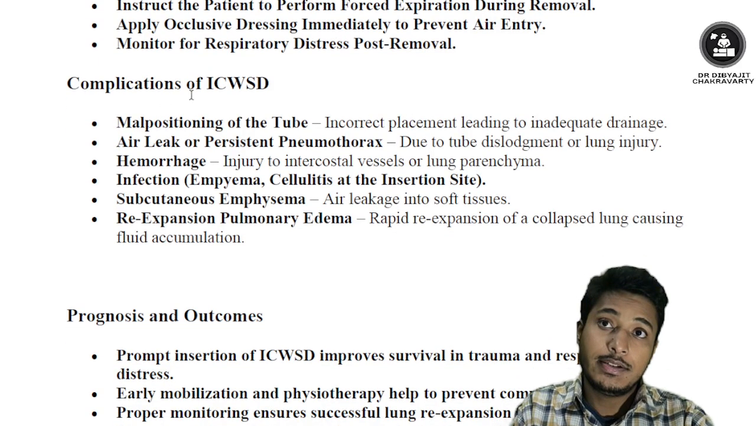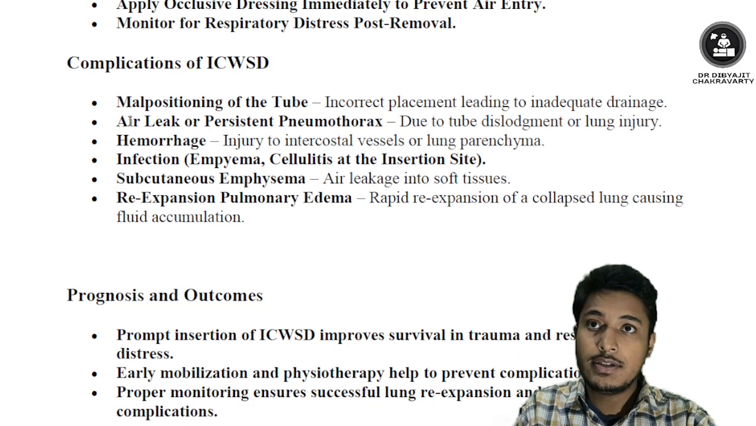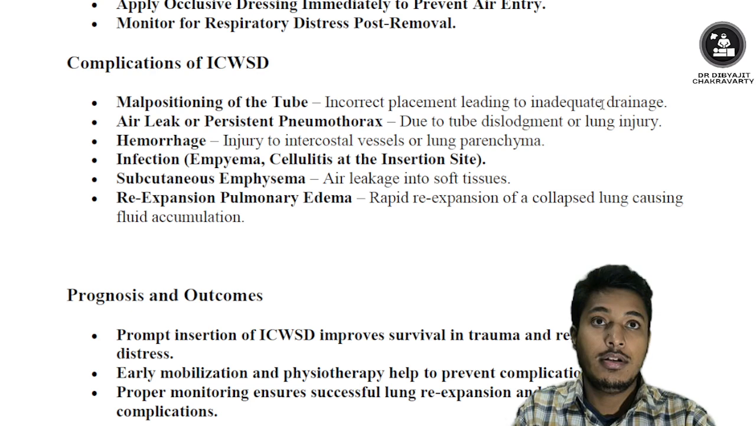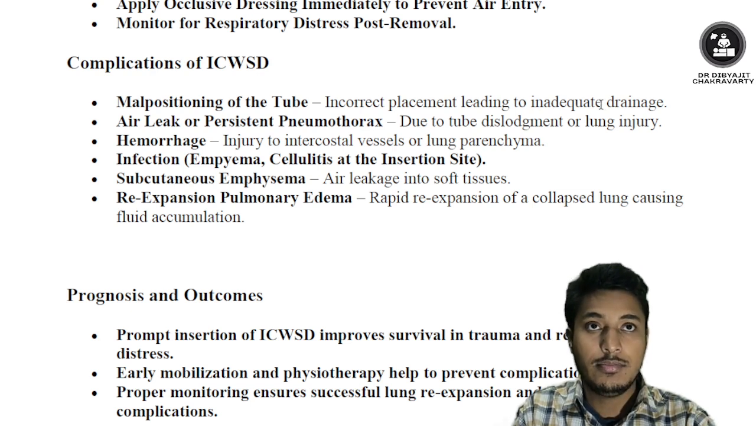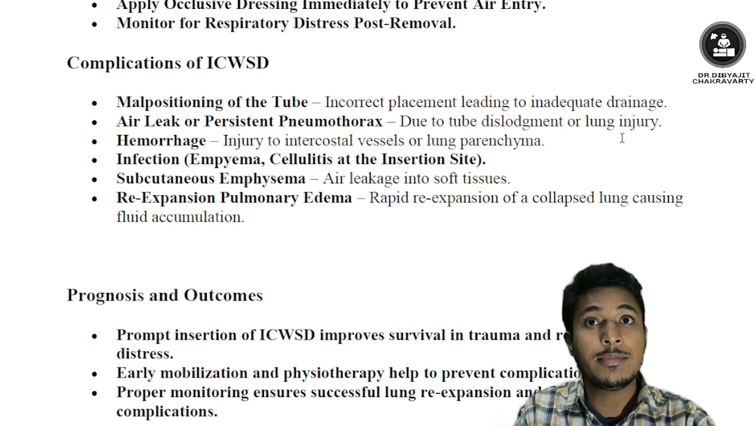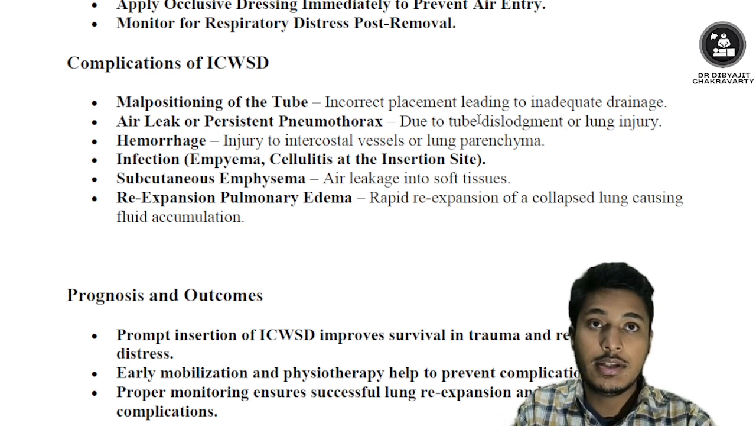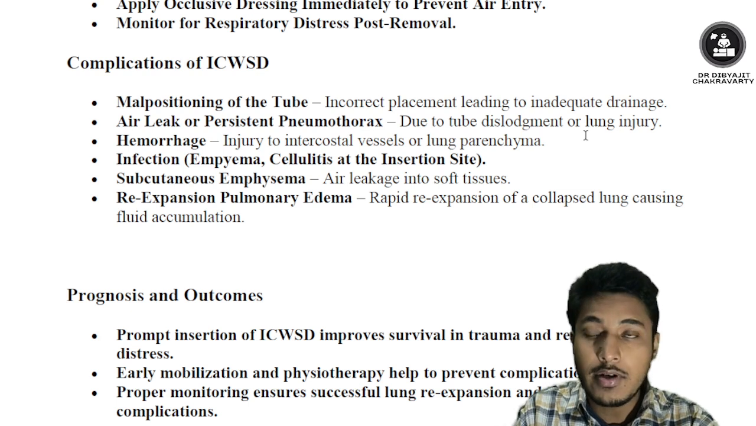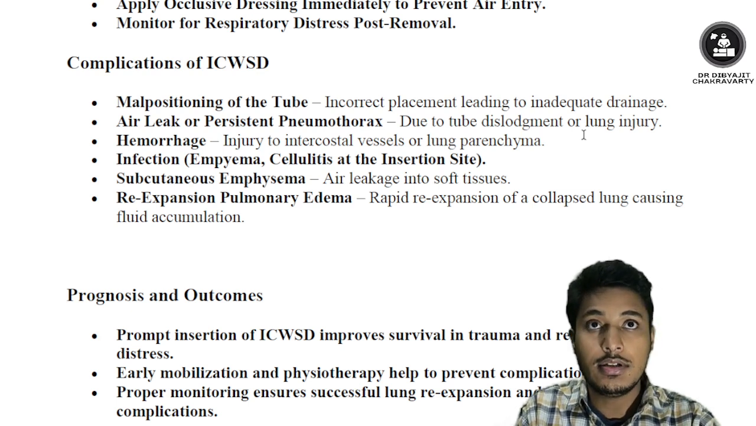What are the complications associated with intercostal water seal drainage? Firstly, malposition of the tube, that is incorrect placement leading to inadequate drainage, or inadequate insertion of the chest tube into the pleural cavity. Also, there may be air leak or persistent pneumothorax due to tube dislodgement or lung injury, which may lead to bronchopleural fistula. That is the direct communication from the bronchial tree to the atmosphere via this intercostal water seal drainage system.